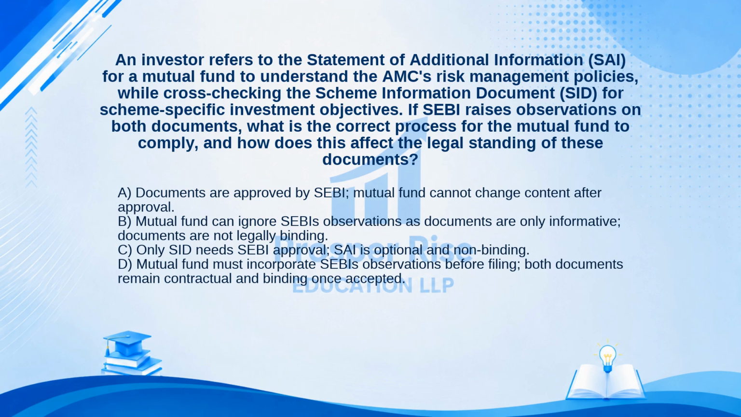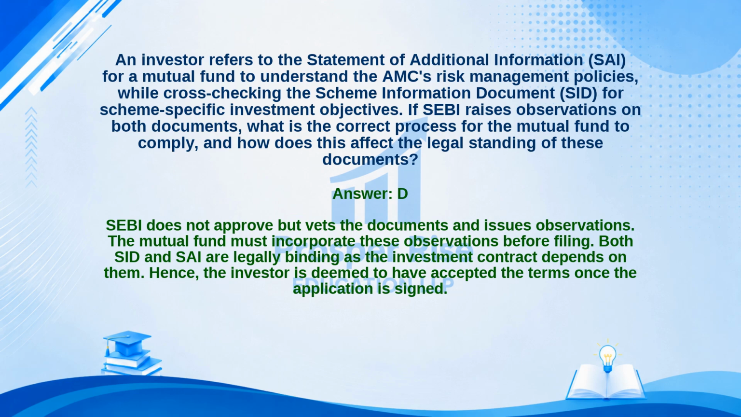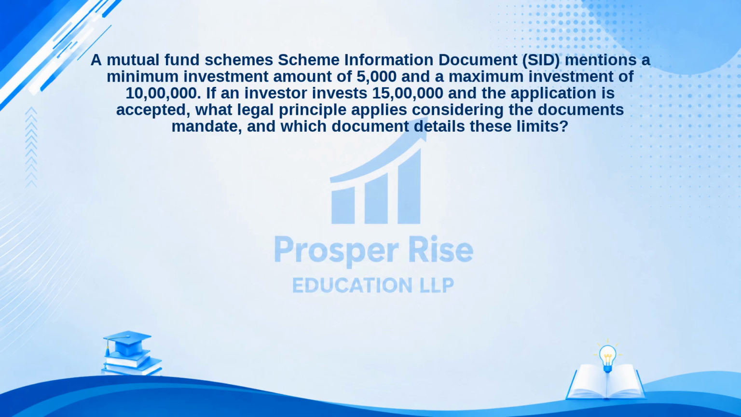The correct answer is option D. Let's see why. SEBI does not approve but vets the documents and issues observations. The mutual fund must incorporate these observations before filing. Both SID and SAI are legally binding as the investment contract depends on them. Hence, the investor is deemed to have accepted the terms once the application is signed. Let's look at this next question.